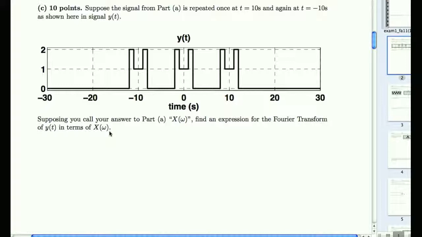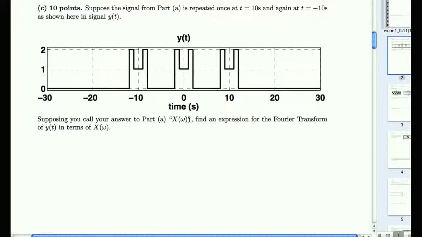If you find the first one, right? Would you just shift the other one? Yeah, that's exactly what you do. So you shift and add using the properties. Yeah, that's exactly what I was looking for. And so you have to express it by X of omega, right? Would you just do X of omega minus 10? Almost.